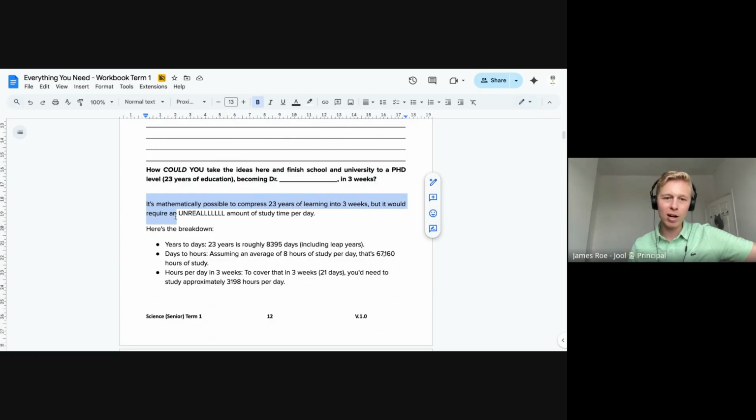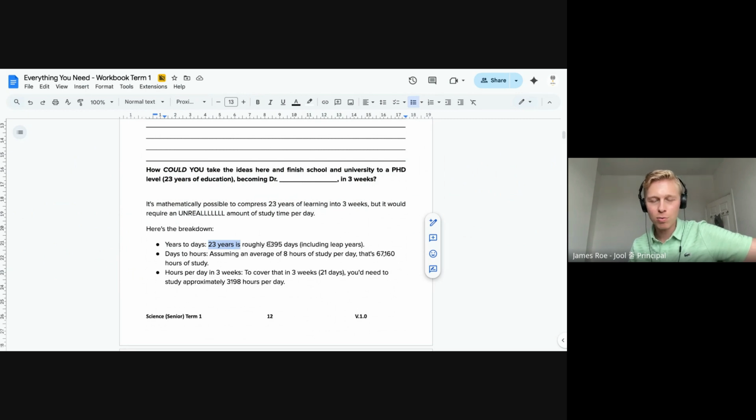Well, it is mathematically possible to compress 23 years of learning into 3 weeks. But it would require an unreal amount of study time per day. So here's the breakdown. Years to days. 23 years is roughly 8,395 days. So that's what we have to play with. Now, days to hours, assuming an average of 8 hours of study per day, that's 67,160 hours of study. So we've got to get that into 3 weeks.